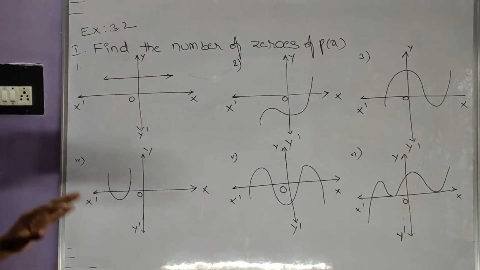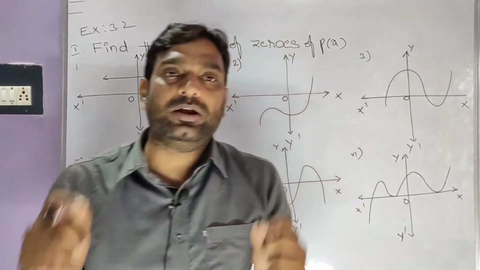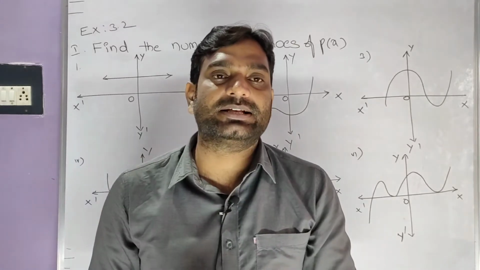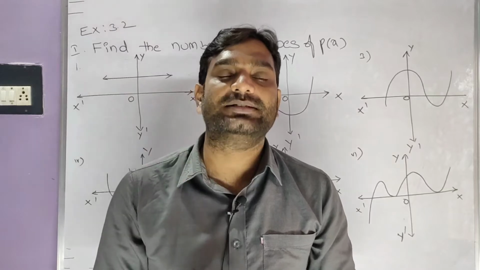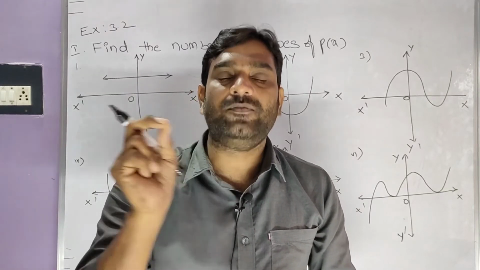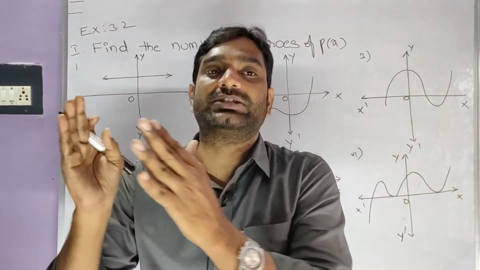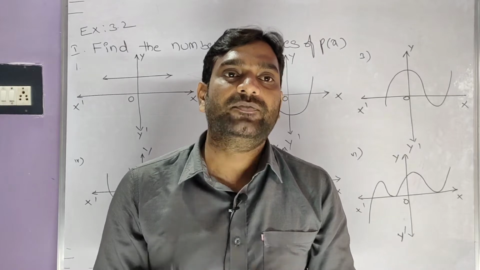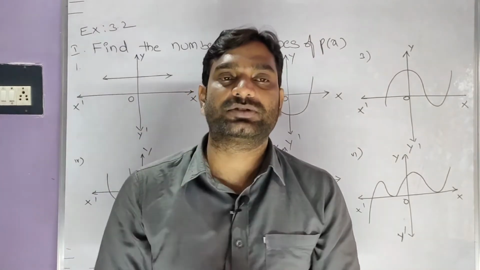Here I already told you, if a graph of the polynomial intersects the x-axis, the x coordinate of that intersecting point is called a zero of the polynomial. If it intersects the x-axis at 2 points, you will get 2 zeros of the polynomial. If it intersects the x-axis at 3 points, you will get 3 zeros of the polynomial.